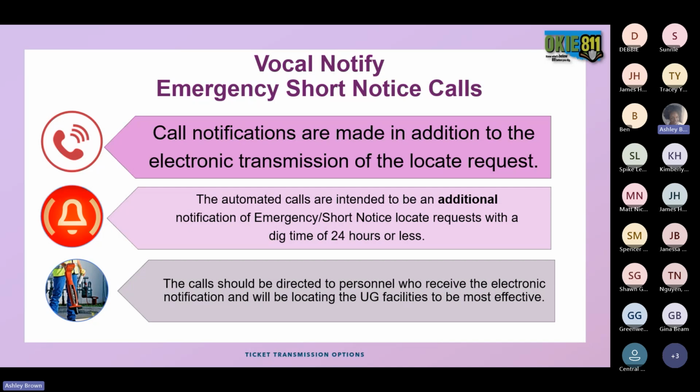So, for example, many members have it set up to where all of their transmissions are sent via an email, but also if it's an emergency or short notice ticket, they'll receive a phone call as well. So remember that the emergency short notice calls are a secondary means of notification. And for the calls to be most effective, you want to make sure that they're going to personnel who have access to those electronic notifications and have access to the Oki 811 portal. These emergency short notice calls are primarily used for locate requests with a dig time of 24 hours or less.